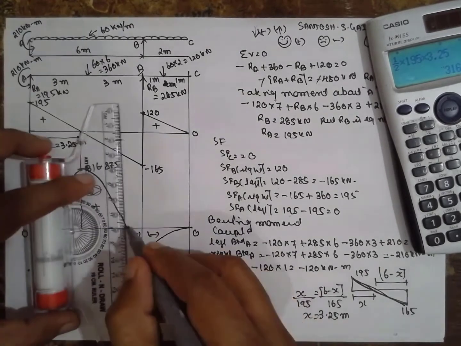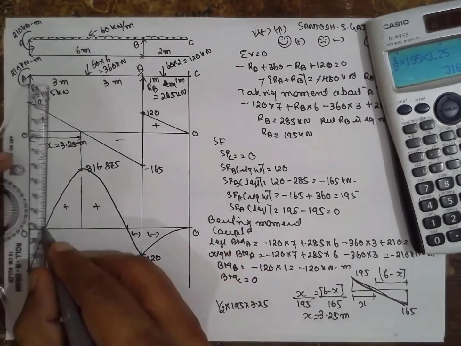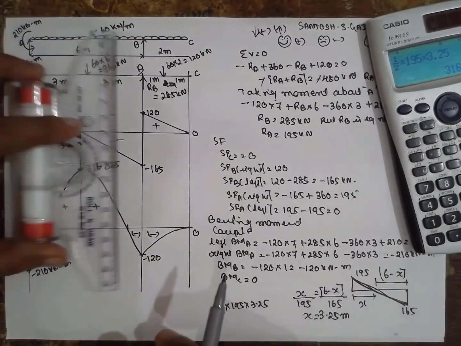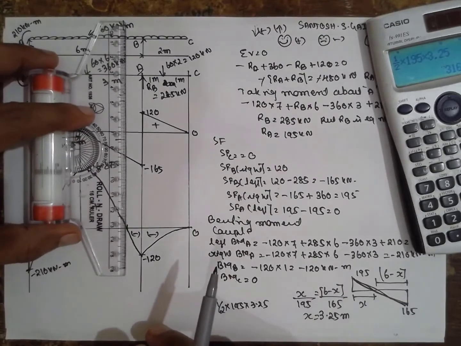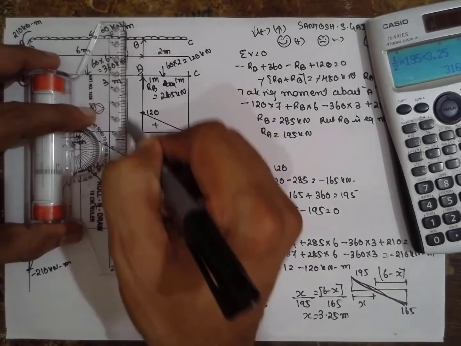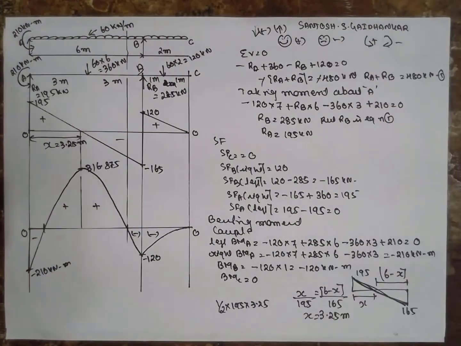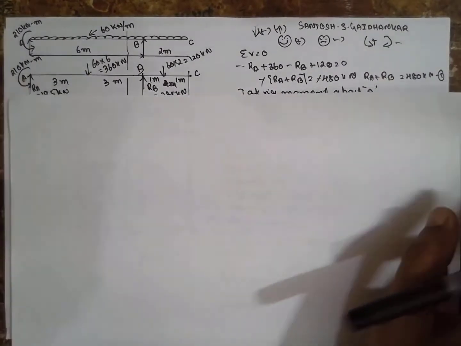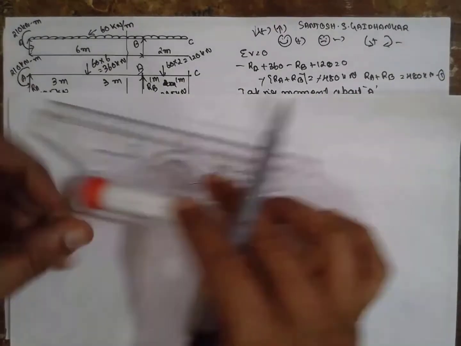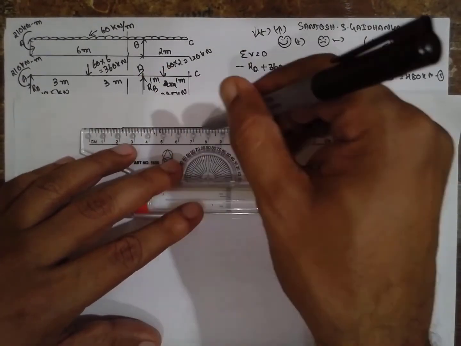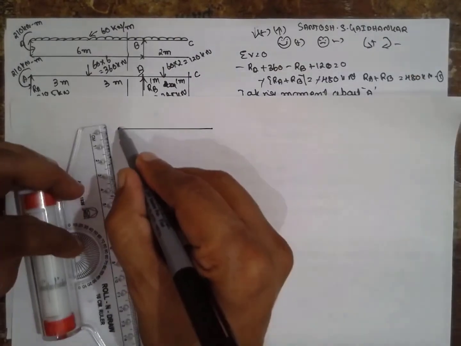Now we have to find out the point of contraflexure. These points we have to find out. How to find this point? Now I will cut this part in order to find out the x distance. By using this part you can find out the distance of this also. Now I will rewrite this part again. I will rewrite here. UDL is there.